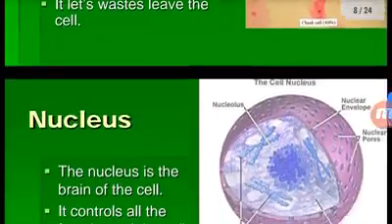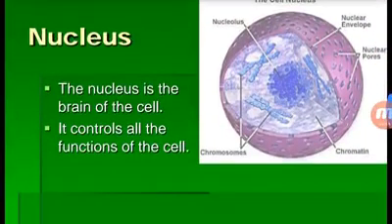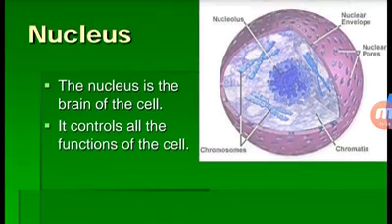Next one, we have the nucleus. The nucleus is the brain of the cell. It controls all the functions of the cell, like those of the mitochondria and all the organelles inside the cell. So it's the brain of the cell.